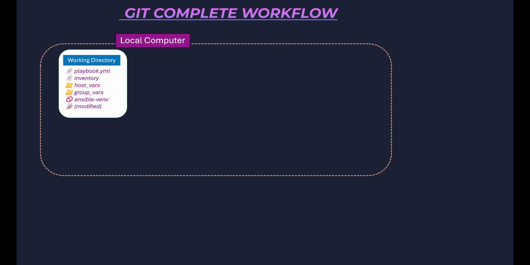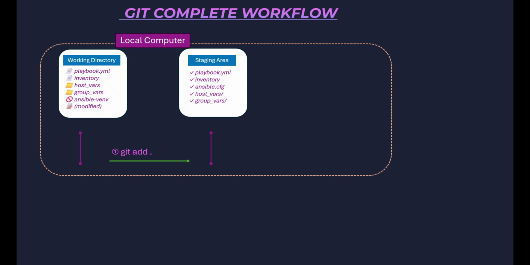This is simply your project folder on your computer where you create and modify files like ansible.cfg, playbook.yml, inventory, host_vars and group_vars folders. Now there is a 3-step workflow to get your code to GitHub. Step 1, git add. When we run git add, you are moving your changes from the working directory to the staging area. Think of this as a preparation zone. You are selecting which files are ready to be saved.